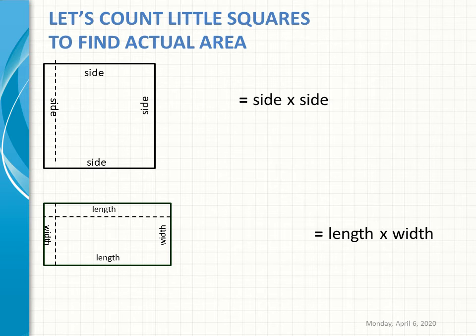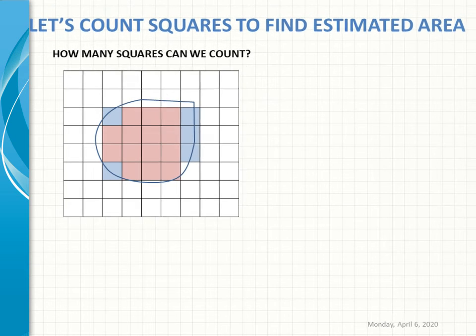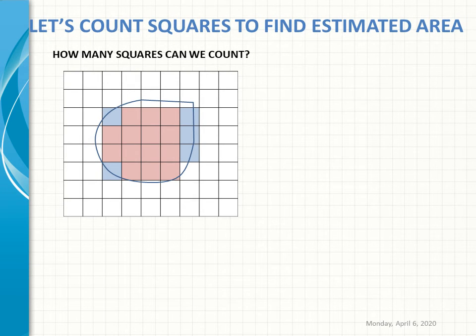What about when the shape is not regular? Just like this one. Now let's count the squares to find estimated area. Now this is where we're not finding actual area, but we're finding the estimate of the area because the shape is so irregular. It's not on a straight line. So, but then to find the area, we need to look at the number of boxes that the shape covers.